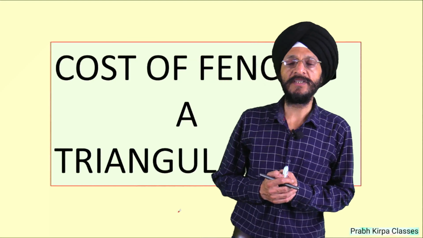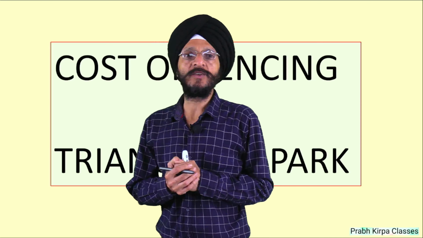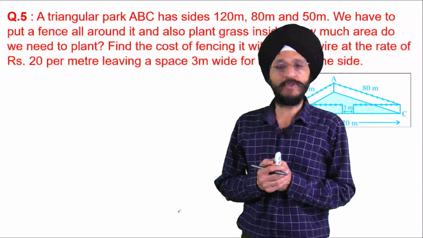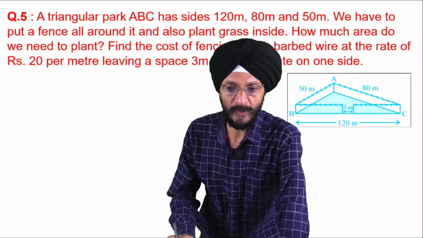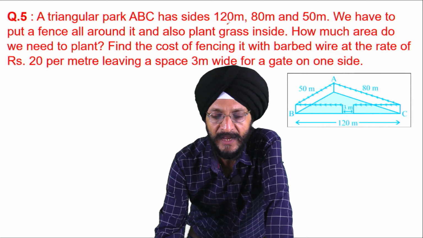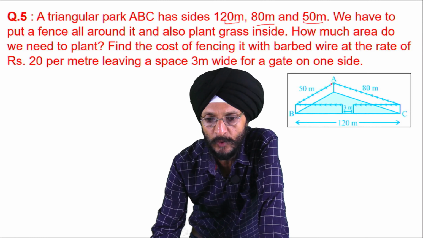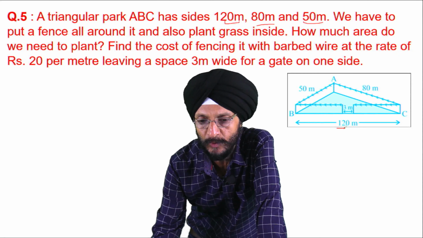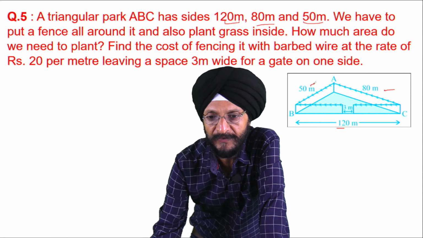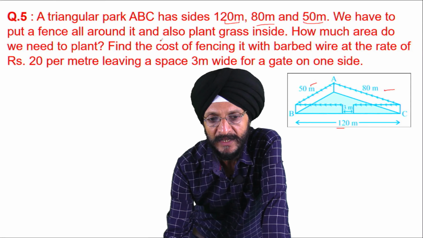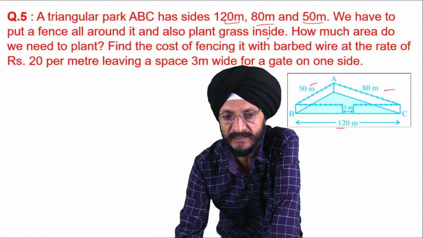Now we will see how to arrive at the cost of fencing a triangular park. The question before us is: a triangular park ABC has sides 120, 80 and 50 meter. You can see that these are the three sides 120, 80 and 50. We have to put a fence all around it and also plant grass inside.